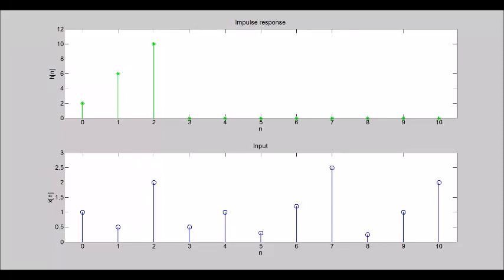In this video we take a look at how and why convolution gives the output response of a system. So in this first frame we can see the impulse response of our system, h of n, and then the time domain input, x of n. What we want to do is use convolution to work out the output response of the system.